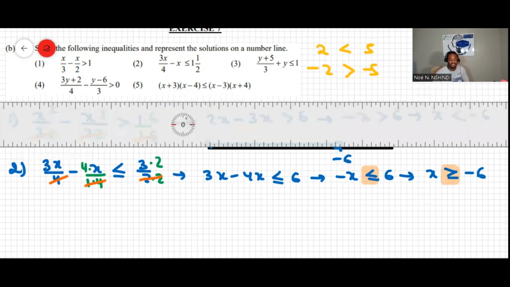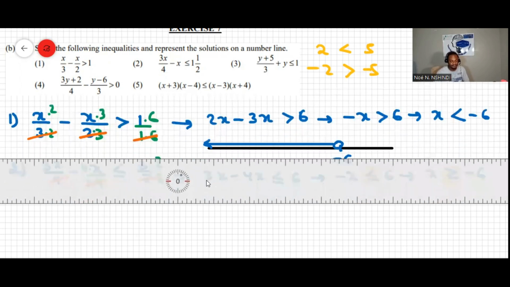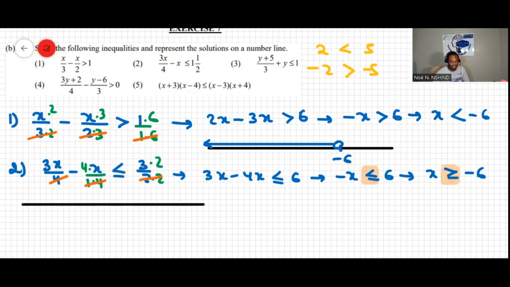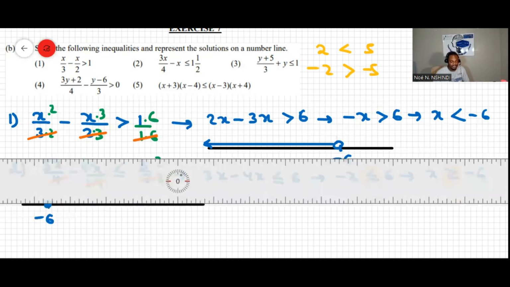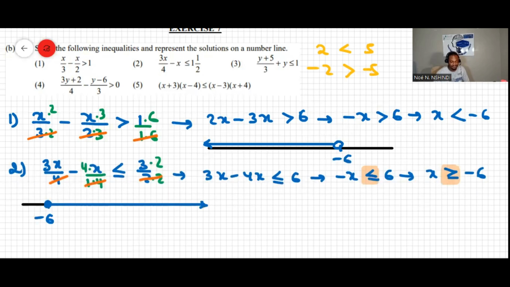Now we can represent that in a number line. You can put it here. Let's say negative 6 is somewhere there. And then because it's greater than or equal, so here it must be a bold circle, a full circle. And then there, I can just draw a line like that. And then, yeah, that's the answer.